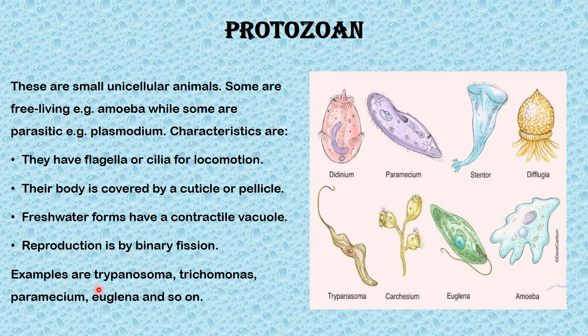Now examples are Trypanosoma, Trichomonas, Paramecium, Euglena, and so on. Now if you look at the picture here, you can see the various types of protozoan. We have the amoeba, we have the Euglena, we have the Trypanosoma, we have the Paramecium, and so on. So these are the various types of protozoan.